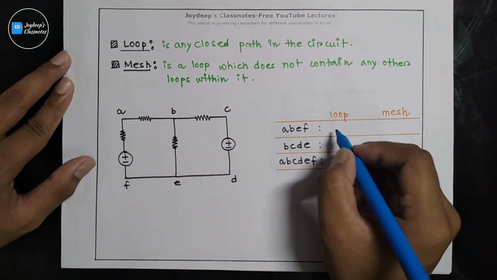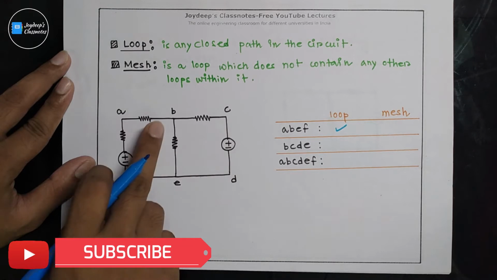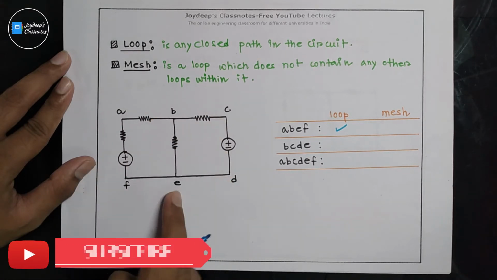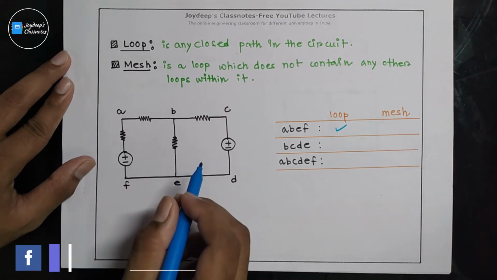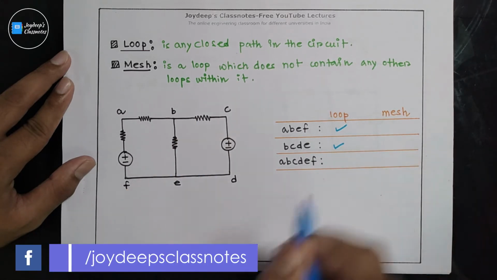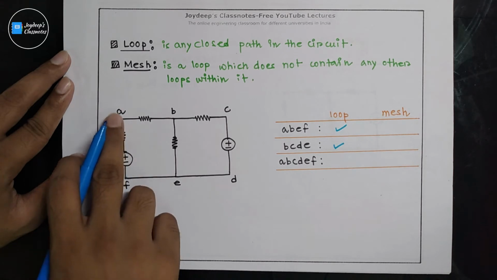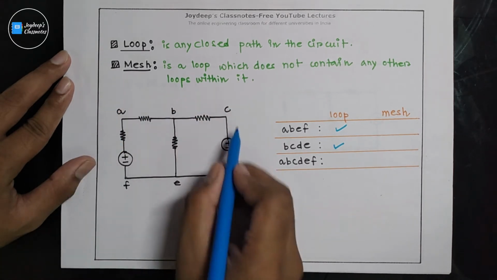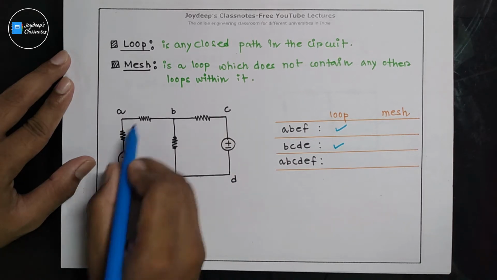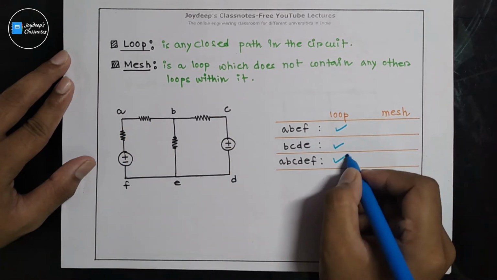So that's a loop. Now what about B, C, D, E? This is also a closed path, so it's again a loop. Now what about A, B, C, D, E, F, I mean this outer portion? This is also a closed path, so this is again a loop.